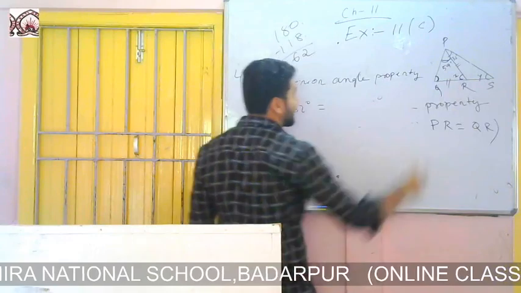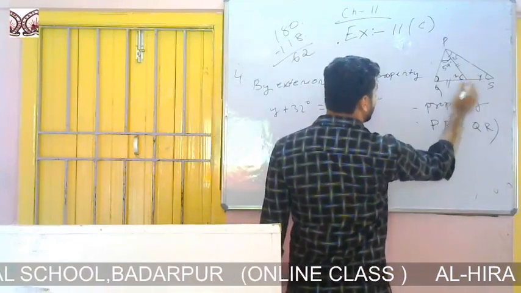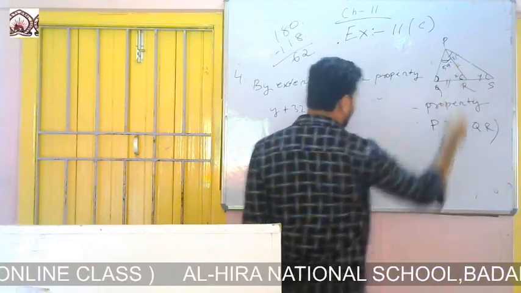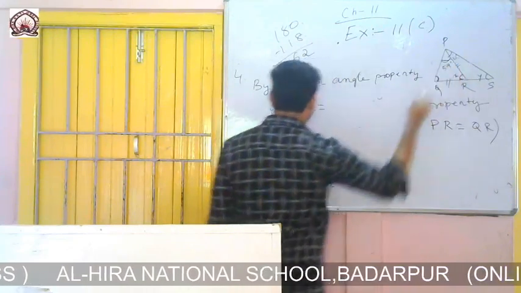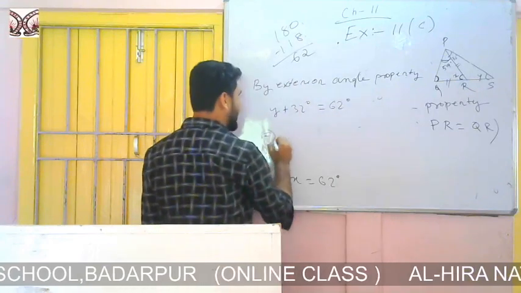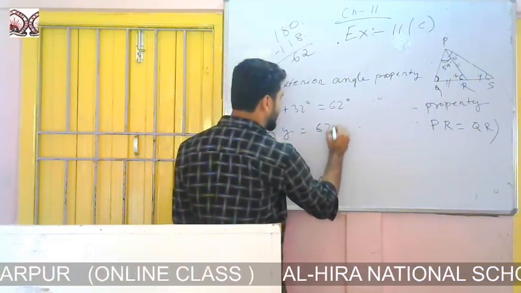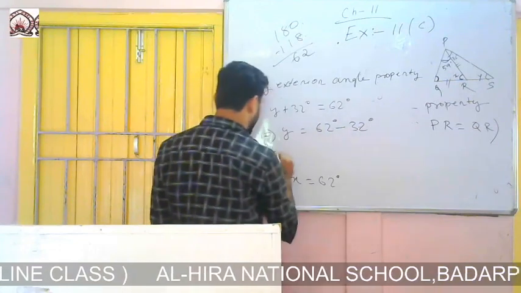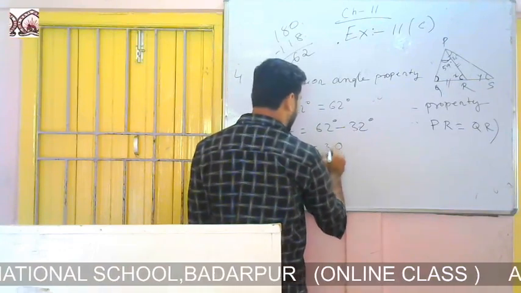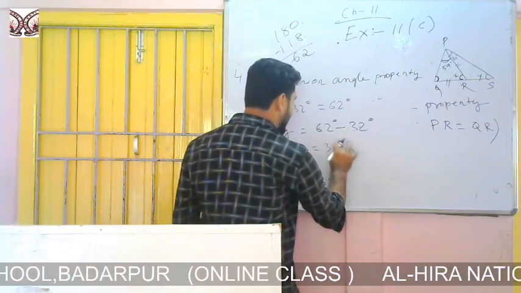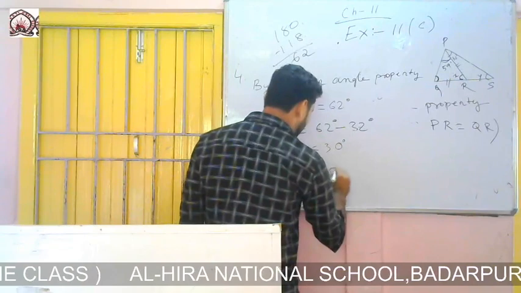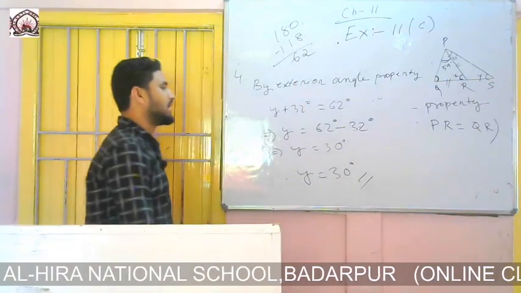Angle X, because for triangle PRS this is the exterior angle, and we know that the exterior angle equals the sum of the two interior opposite angles. So these are the two interior opposite angles, so I can write y plus 32 degree equals to 62 degree. So from here I can find y. y equals to 62 degree minus 32 degree. If I subtract, 62 minus 2 is 0, 6 minus 3 is 30. So 30 degree. Therefore y equals to 30 degree. Simple.